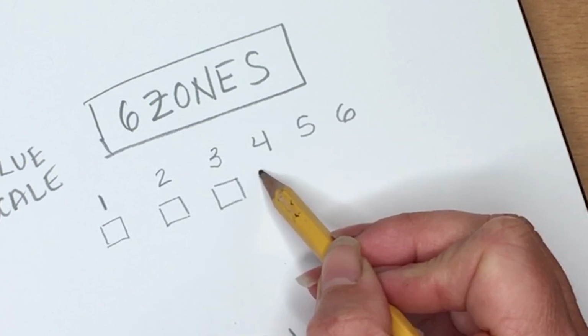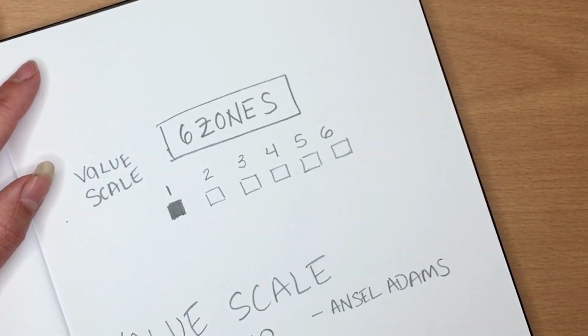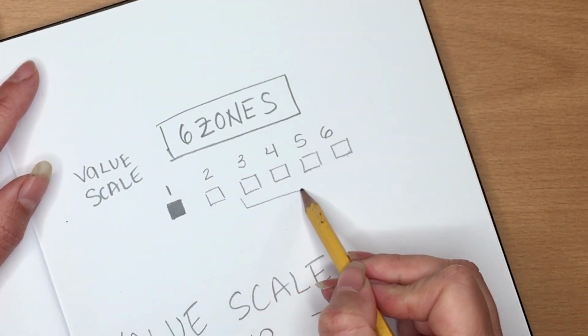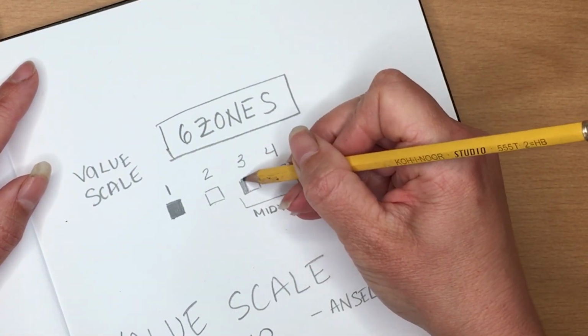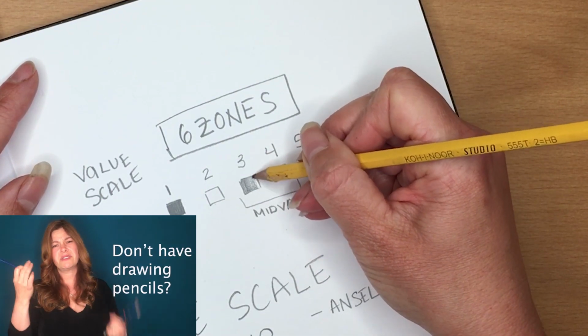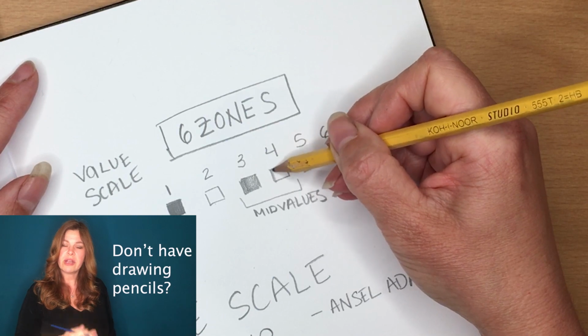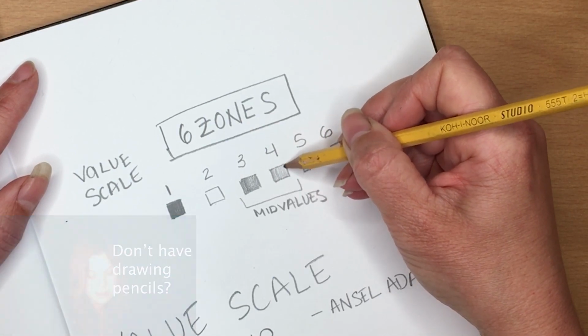Now we're just going to make sure that we have values from 1 to 6. We'll simplify it for this drawing. If you don't have different pencils at home, just use a number 2 pencil and press harder in the darker areas, lighter in the lighter areas.